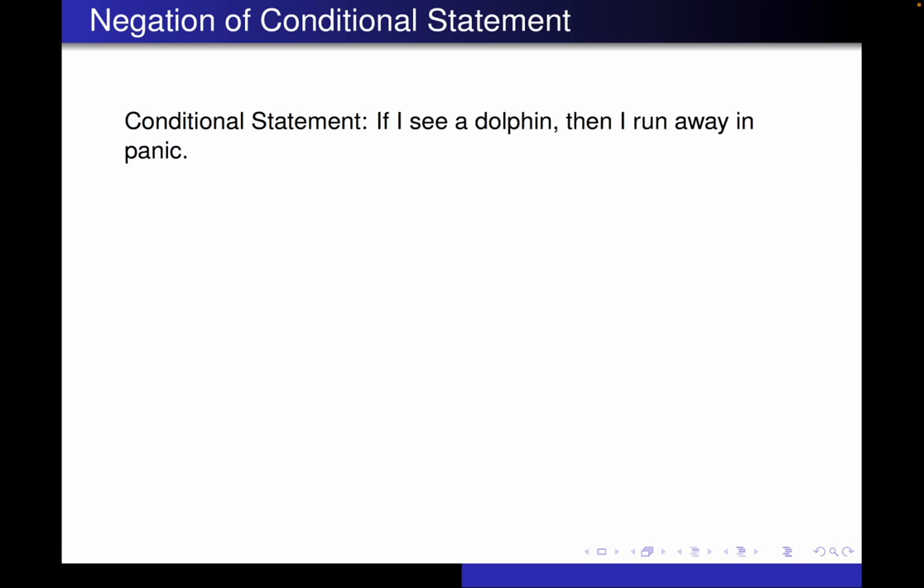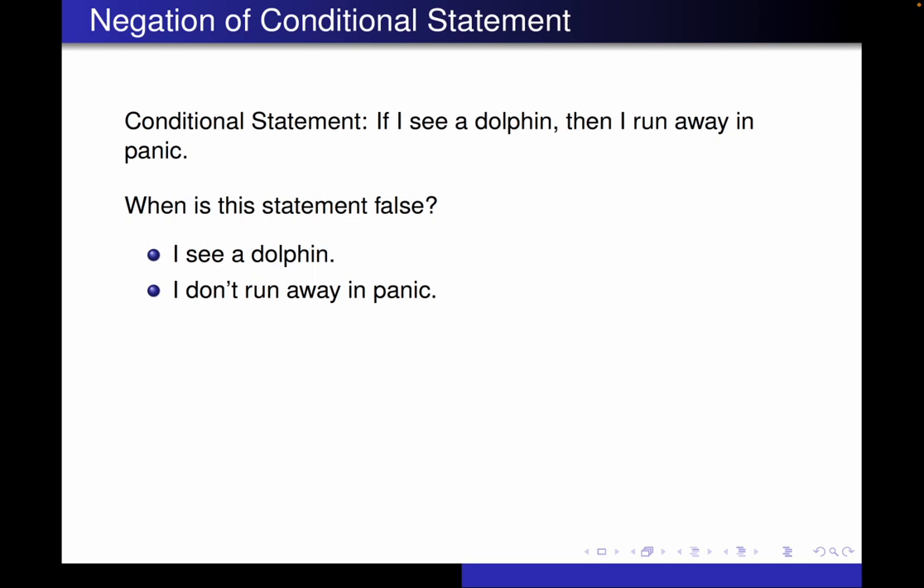So let's say I have a conditional statement: if I see a dolphin, then I run away in panic. Now I want to talk about how you negate conditional statements. Again, like before, with a negation, we want to talk about when the statement is false. If I can tell you precisely what it means for my original conditional statement to be false, that is what the negation is. So what's going to make that statement false? Well, again, two things have to happen. I have to see a dolphin, and I have to not run away in panic. If either of those things doesn't happen, the statement is automatically true.